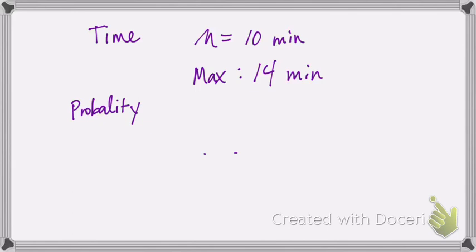Probability. That's not how you spell it. I don't know what I did. That's not right. Probability. There we go. Probability that x is less than or equal to 8.